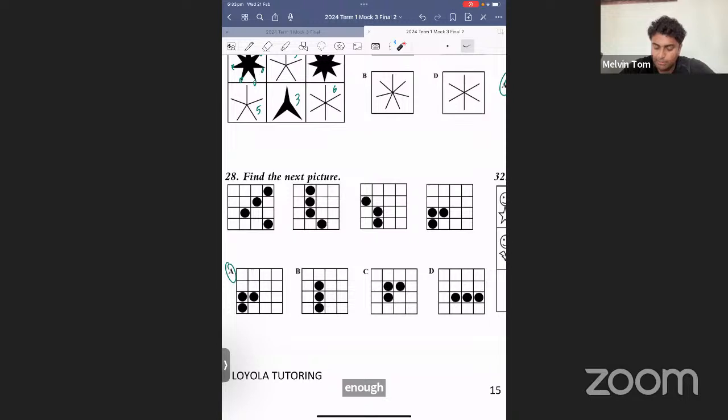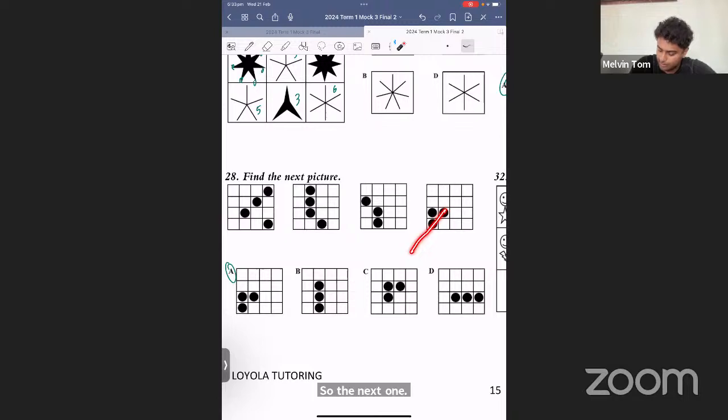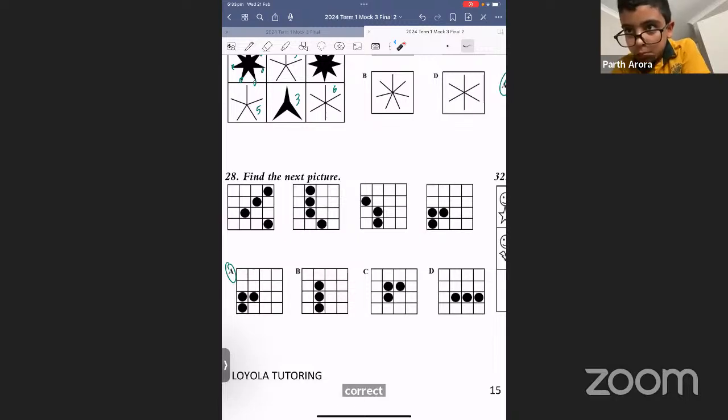But the other thing that I'm noticing, Shashwant, is this line. Do you see how they're swinging across? Yeah. So the next one, those three should be facing this way, correct? The only one that makes sense for that is A. Okay, now I get it.